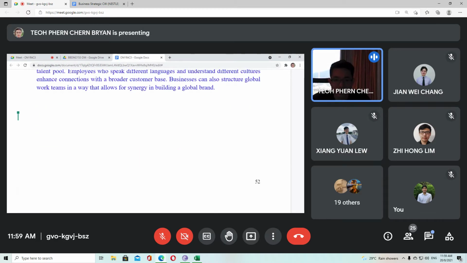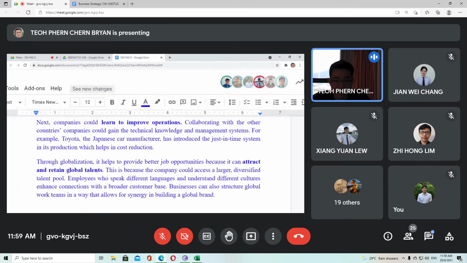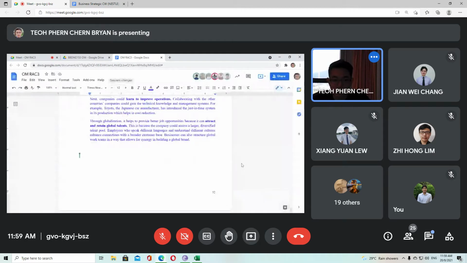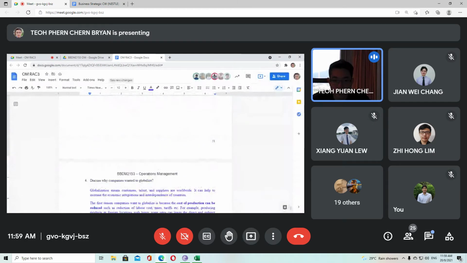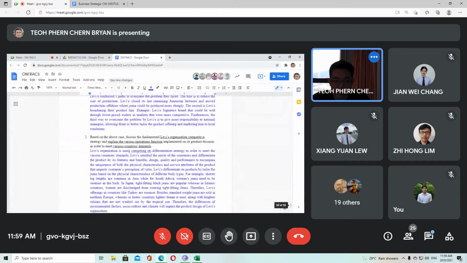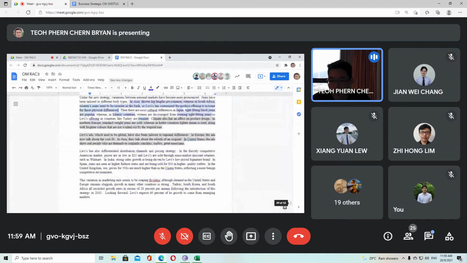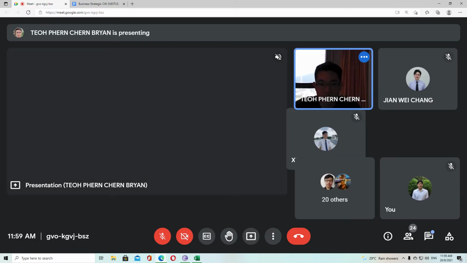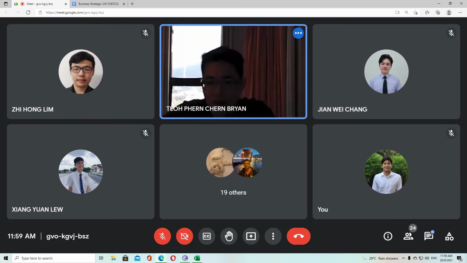So these are the various benefits of globalization. It's a very straightforward chapter. I don't think you all have a problem with this. Okay, I'm done. Next week, we will do your presentation.